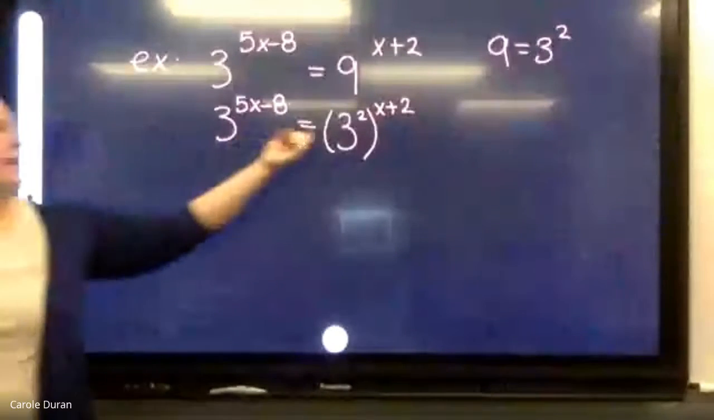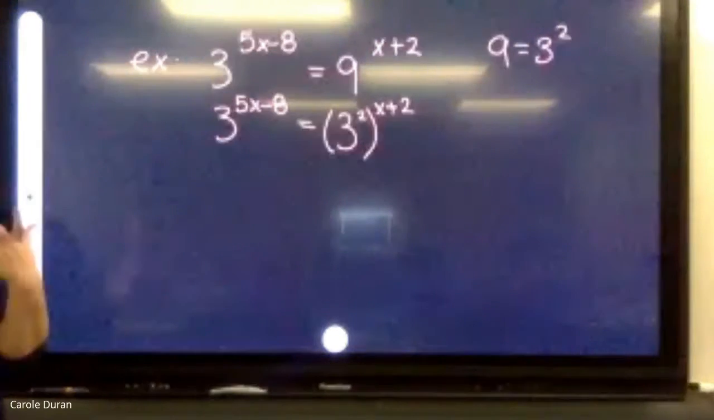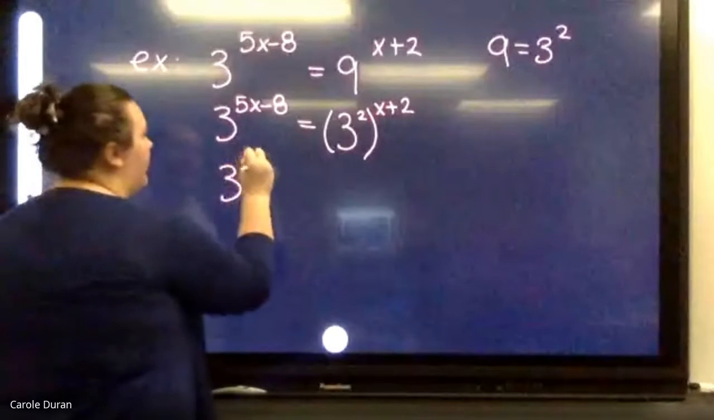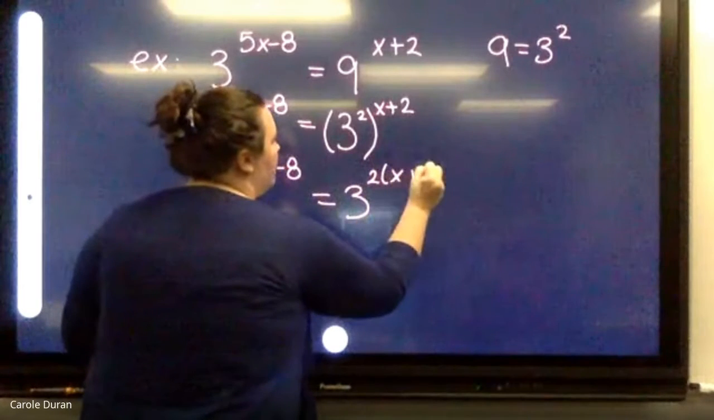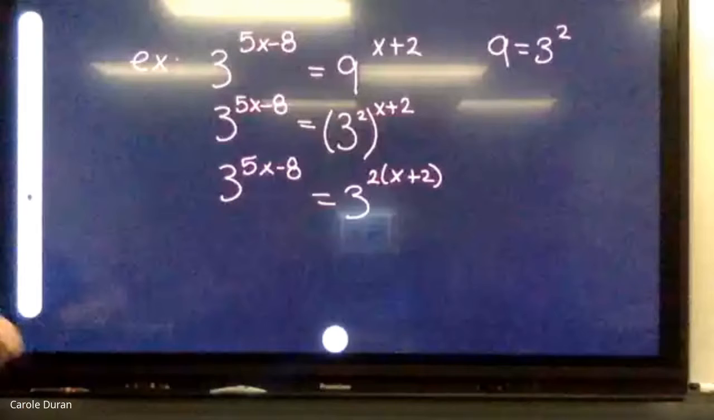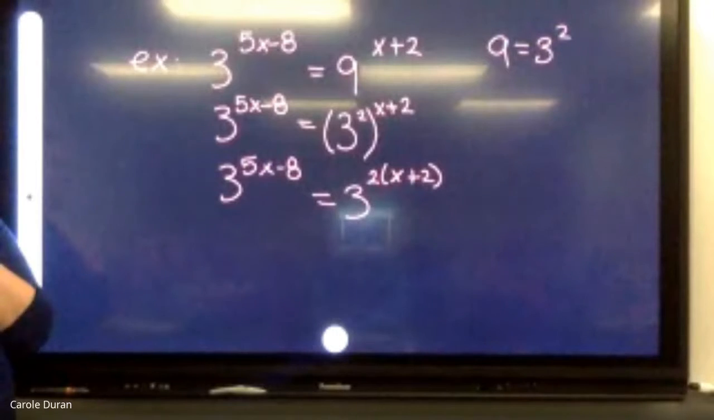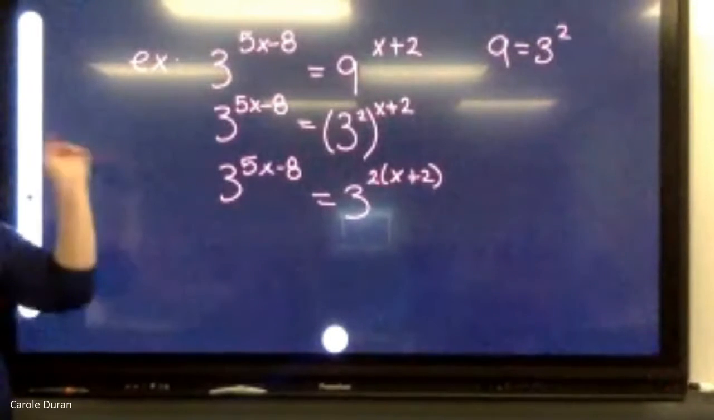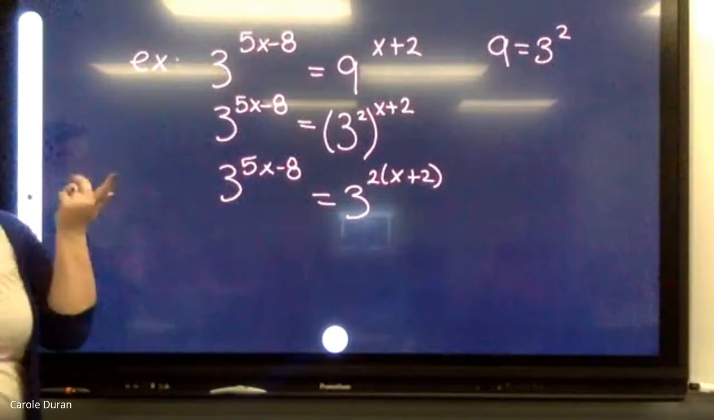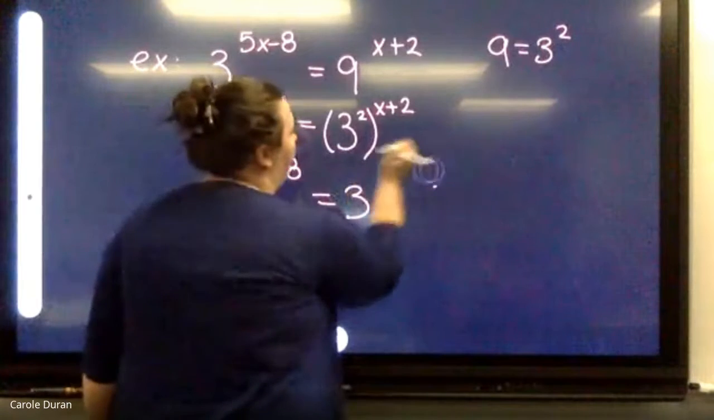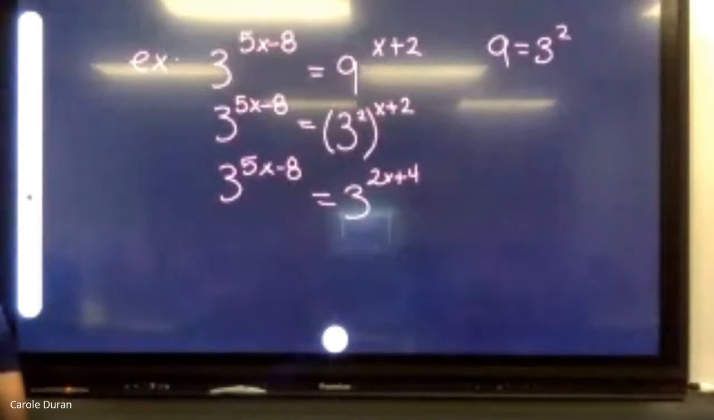But I also notice I have 2 layers of exponents here, and that gets really confusing. So it's also important to note that that can be rewritten as 3 to the 2 times the exponent that was already there. So I just took that 3 squared, I kept the base 3, and I multiplied the current exponent by that 2. So when I do that, I end up with 2x plus 4 as the exponent on the second one, because 2 times x is 2x, 2 times 2 is 4.